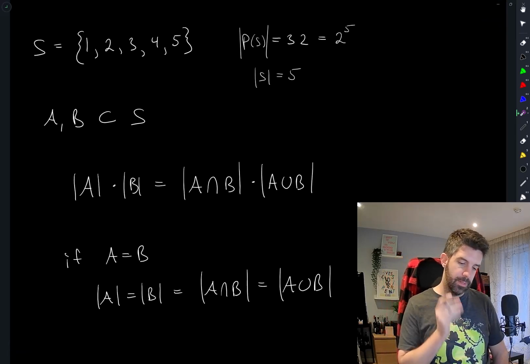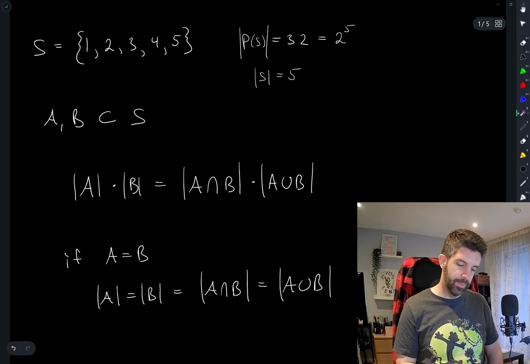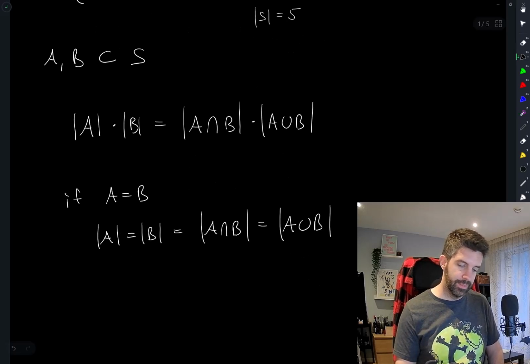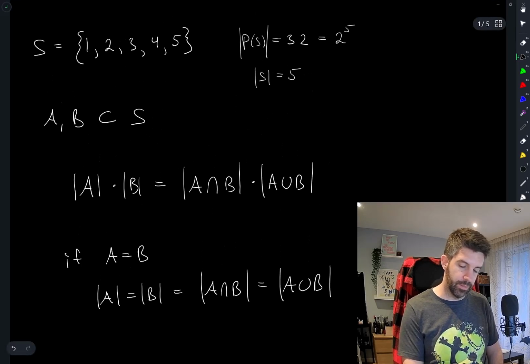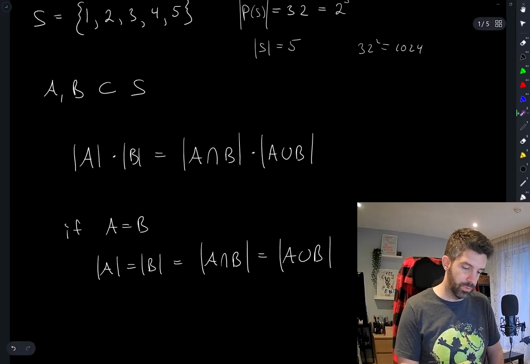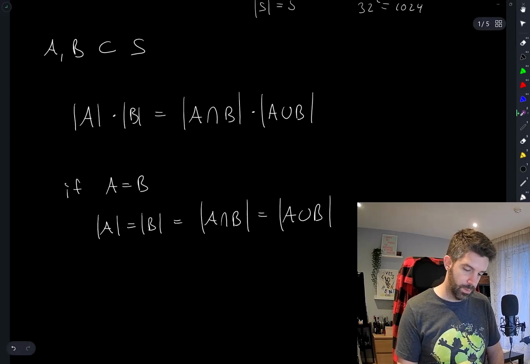So maybe, what is the total number of ordered pairs A and B that are subsets of S? It's going to be 32 squared, right? The maximum possible value of the answer here is 32 squared, which is 1024, because that's the total number of ordered pairs.